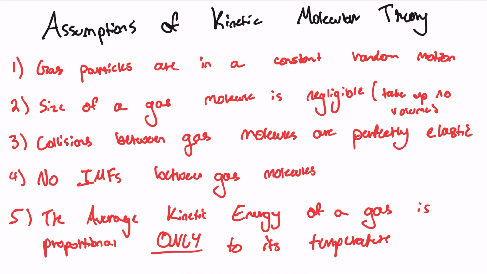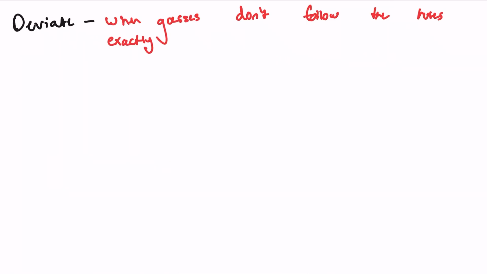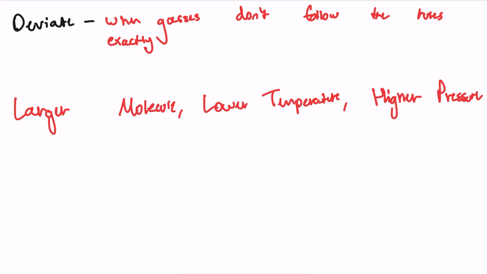You also have to understand, however, that this is an ideal model of how gases behave. These exact rules only apply to ideal gases. In general, gases will follow them, but the exact rules will only apply to ideal gases. Obviously, gases can't actually follow all of these rules, since half of them break the laws of thermodynamics. When our gases don't follow the rules exactly, we say that they deviate. A larger molecule, lower temperature, or higher pressure will all result in deviations from kinetic molecular theory.